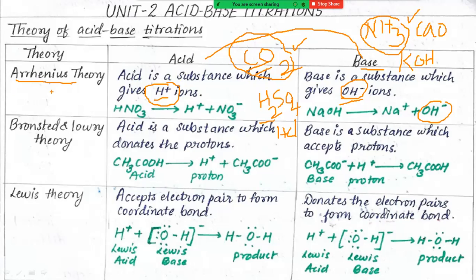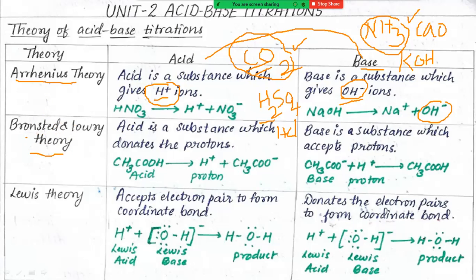So that's why Arrhenius theory does not give complete information about acids and bases. It has given some explanation for acids and bases, especially in aqueous medium, but it does not explain non-aqueous medium and gaseous solutions. Now, Bronsted theory. It explains better than Arrhenius. So what is this Bronsted theory?